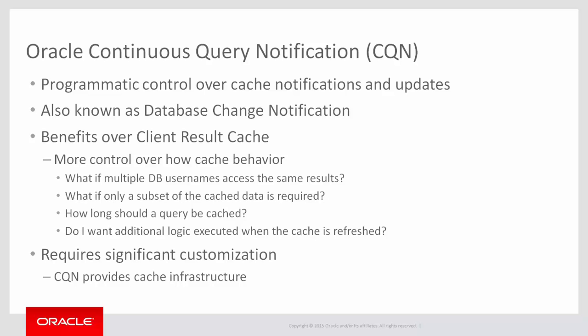So CQN can do that for you, where you can have all different users access the same cache. That's great. That's what CQN is made for. So different usernames can all access the same cache. What if you only want to store a subset of that data, only the last 100 rows?